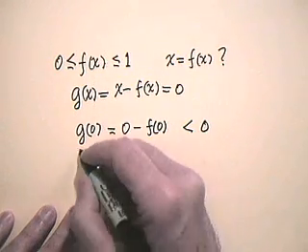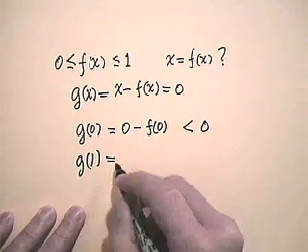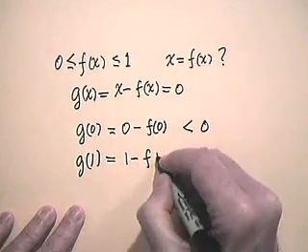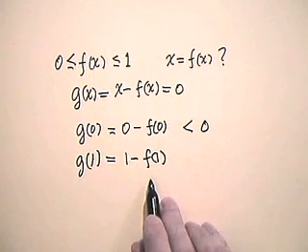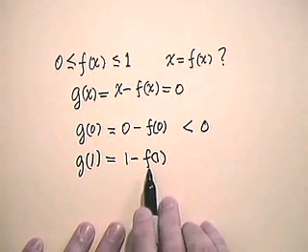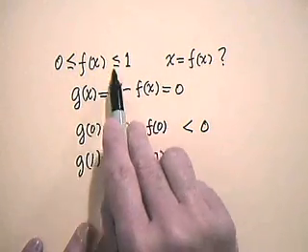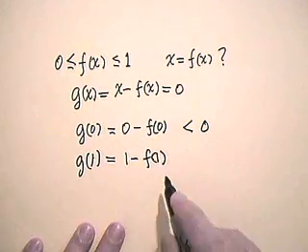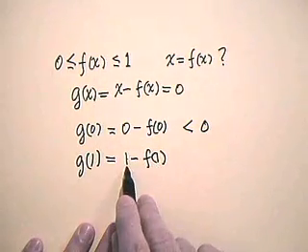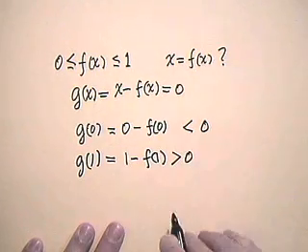How about g at 1? Well, if 1 was our answer, notice g of 1 is 1 minus f of 1. If f of 1 equals 1, again, that could be our solution. If not, f of 1 has to be less than 1, because the value f of x has to be between 0 and 1. So if f of 1 is less than 1, then 1 minus f of 1 is positive.